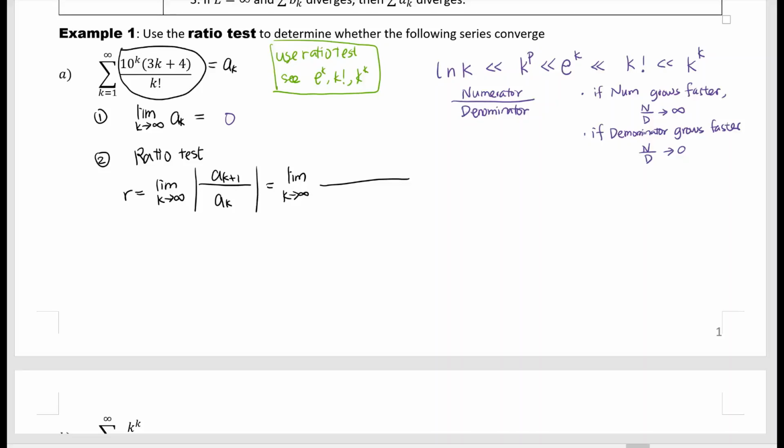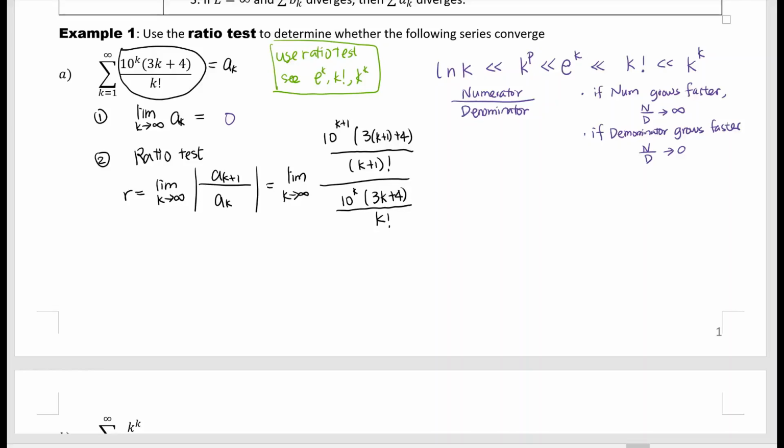Okay, so what is A sub k plus 1? Well, it means in our formula, we replace k by k plus 1. So here we have 10 to the k plus 1, 3 times k plus 1. Don't forget your parentheses, okay? And then we have k plus 1 factorial. Okay, this is A sub k plus 1. How about A sub k? So A sub k, we have 10 to the k, 3k plus 4 over k factorial. Okay, that is our formula.